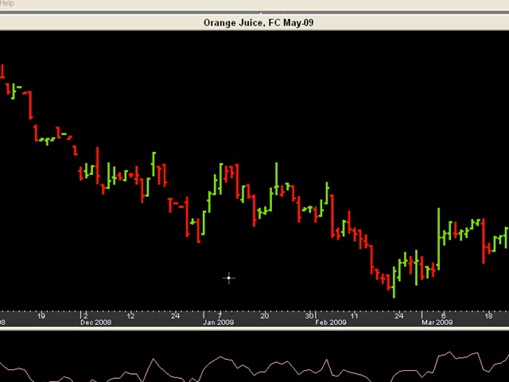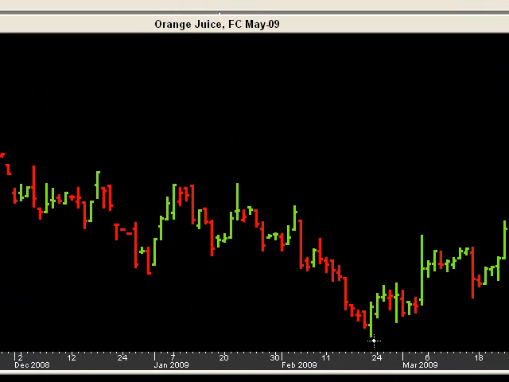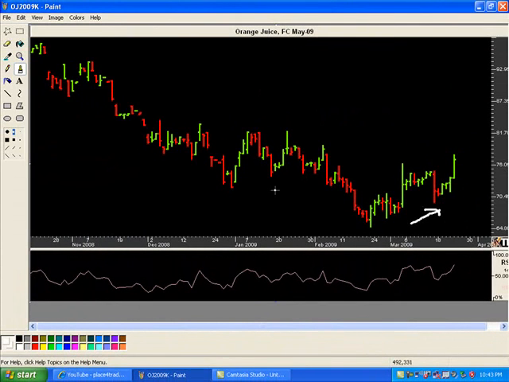Here I have a daily chart of orange juice. When we're looking at the orange juice, obviously we see here in February the market went down to a low of 63 cents. And now we've seen a little rally in the market from there.